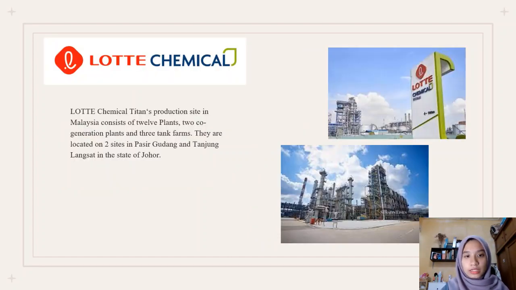Second is Lotte Chemical Titan. Their production site in Malaysia consists of 12 plants, 2 cogeneration plants and 3 tank farms. They are located on 2 sites, in Pasir Gudang and Tanjung Langsat in the state of Johor.